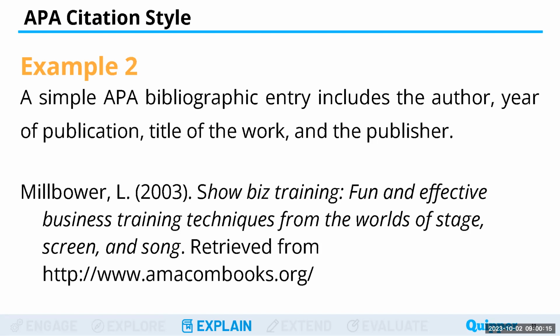www.amacom.books.org. So meaning to say, class, it only has four parts in its bibliographic entry. This is a simple APA bibliographic entry. Only four parts make up its content: the author, the year of publication, the title of the work, and the publisher. But it looks like this because it would depend on the length of the title, for example, or of the publisher. Definitely, if our basis is the author, the year of publication, it is very minimal. It's either 1, 2, or 3 authors, or we use et al.